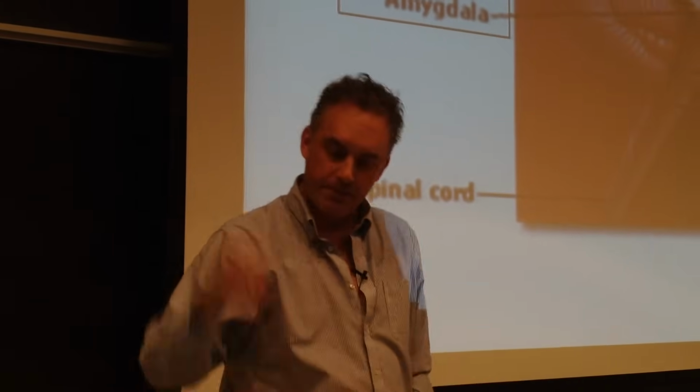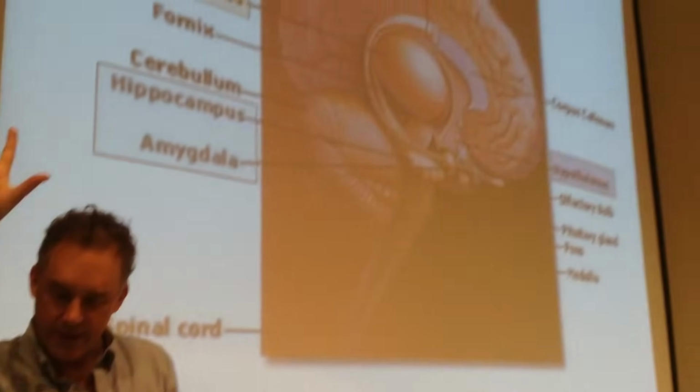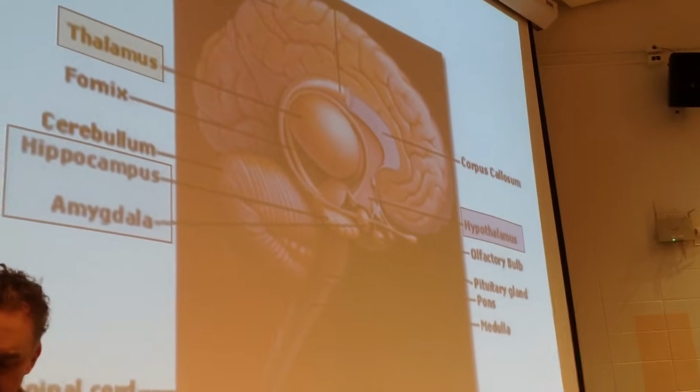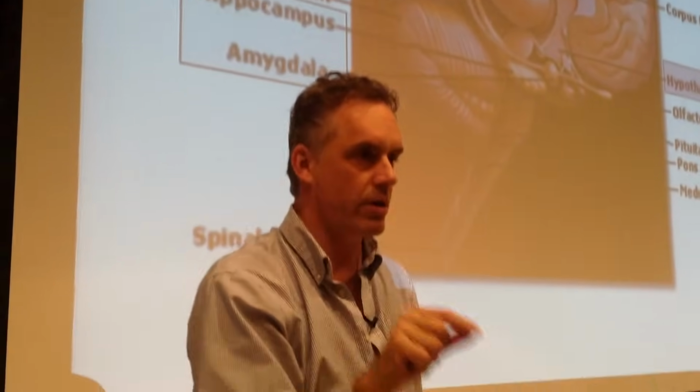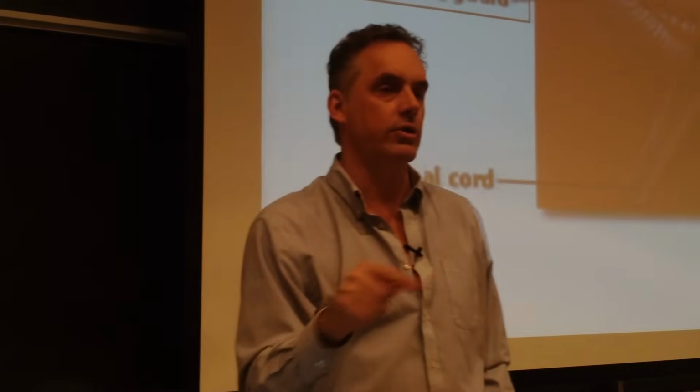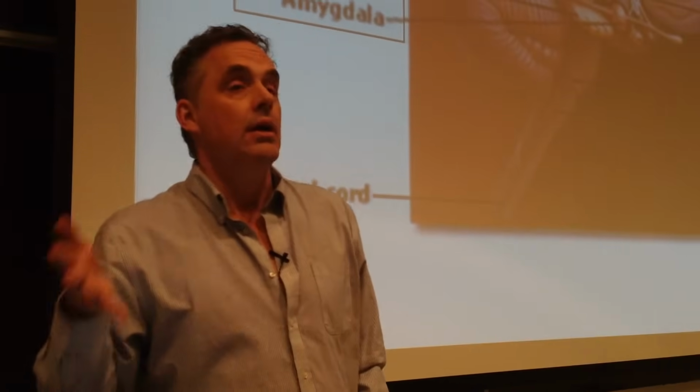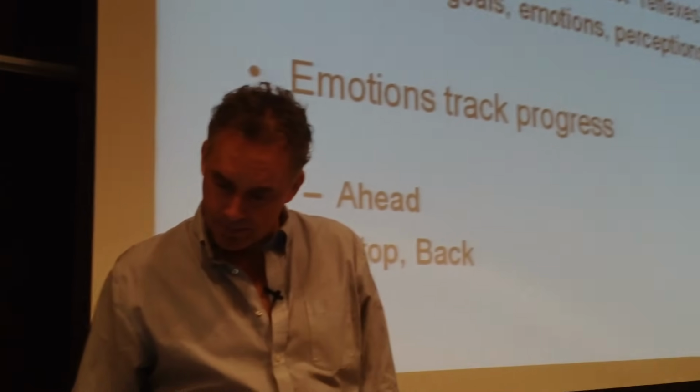The hippocampus is responsible for the movement of short-term information into long-term storage. It's a very important part of the brain. We'll talk about that more next time. The amygdala is responsible for a lot of emotional responses. And the hypothalamus is responsible for a lot of primordial motivational states.